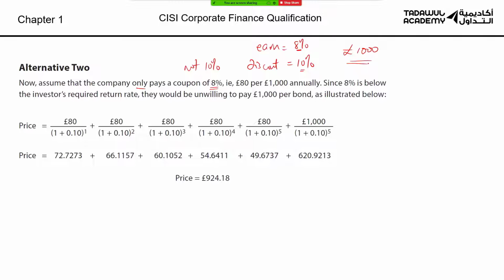No. Because it earns less than it loses value. So technically, the right value of this bond is 924. This makes sense. And the opposite is true.